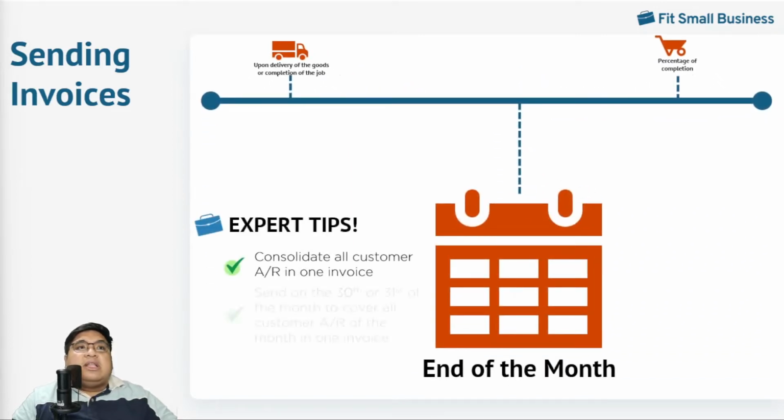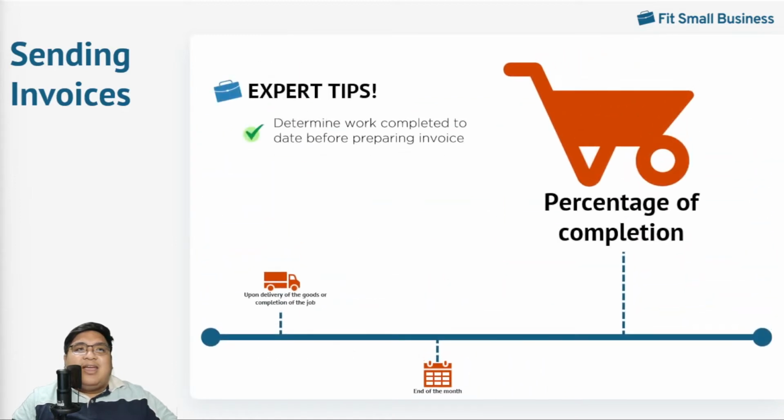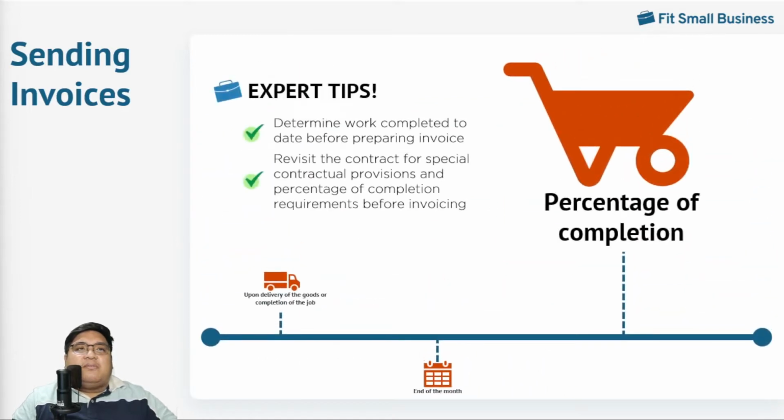Second, you can send a consolidated invoice at the end of the month. If some customers order from you several times a week, it would be very tedious to prepare an invoice after every delivery. Instead, you may ask customers if they prefer receiving invoices in one go at the end of the month. In this way, you won't bother customers with a lot of paperwork and they will only process the invoice payment once. Lastly, you can send at percentage of completion.